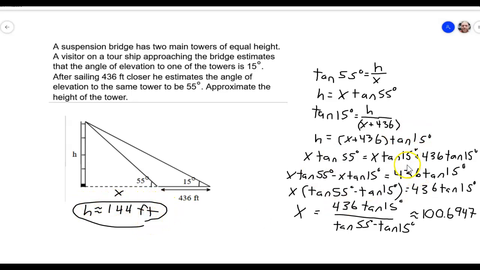So a lot of work there. I don't know if there's another easy way to do it, because we really need to use this 436 length in order to do it. You might be able to do it using like law of sines, but we haven't really looked at that yet. So we probably need to go ahead and do it this way.